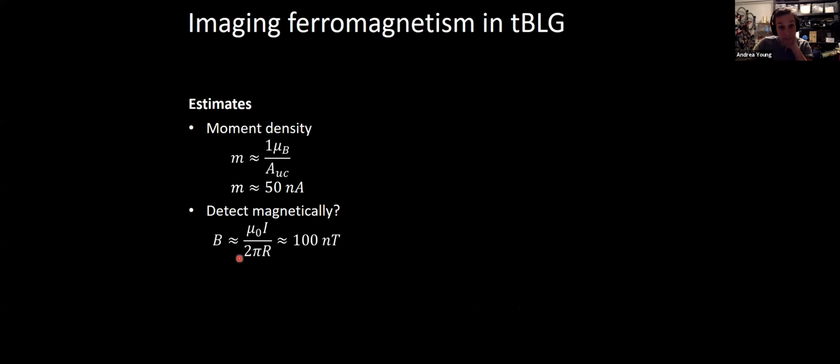This is a challenging problem because the moment densities are quite low. You'd expect something on the order of a Bohr magneton per superlattice unit cell, but of course the superlattice unit cell is very big compared to typical lattice unit cells, which means that the moment density, which in 2D is just measured in units of current, is about 50 nanoamps. If you have a magnetic sensor, let's say at a distance of 100 nanometers, then you're going to be looking for nanotesla magnetic fields, and there just aren't very many tools that can do that.